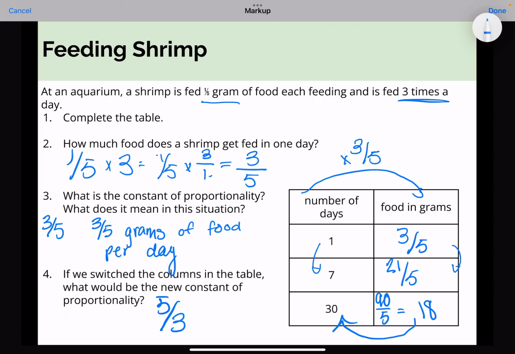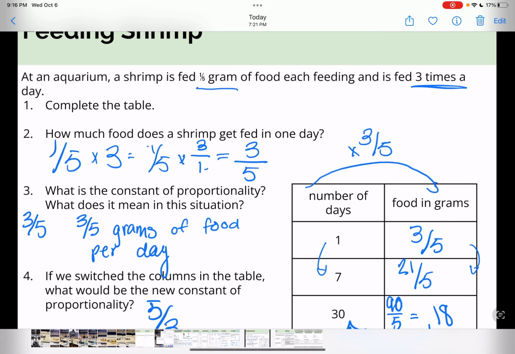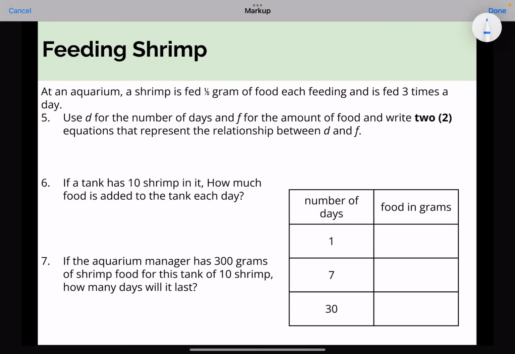All right, let's go ahead and move on to the very last slide of this lesson. Okay, so we are going to use D for the number of days and F for the number of food. You are going to write two equations that represent the relationship. And then if a tank has 10 shrimp in it, how much food is added to the tank each day? And then if the aquarium manager has 300 grams of shrimp food for this tank of 10 shrimp, how many days will it last? So go ahead, pause the video here, try these problems, and come back once you're ready.